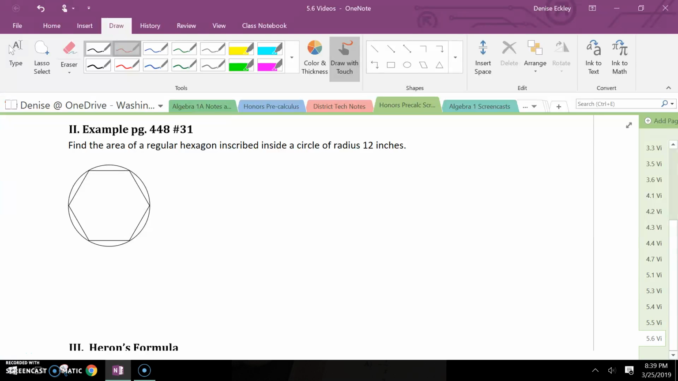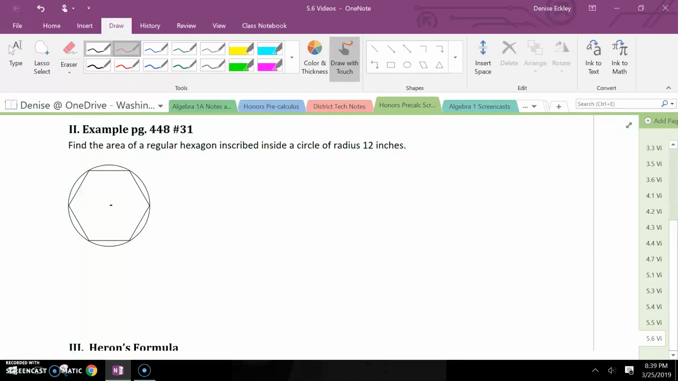Page 448, number 31. Find the area of a regular hexagon inscribed inside a circle of radius 12. So the situation we have here looks like this picture. I have an inscribed regular hexagon, which means all the side lengths are the same and all the angle measures are the same. And that comes out for a hexagon to be 120 degrees.